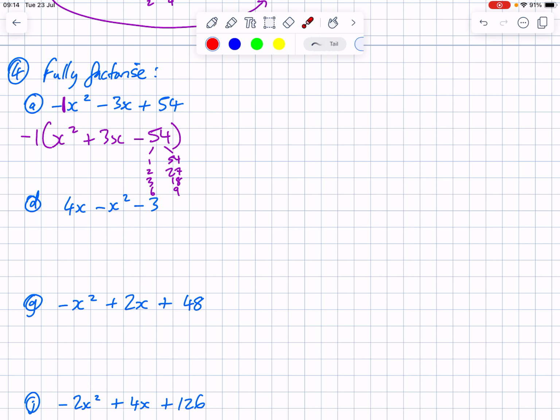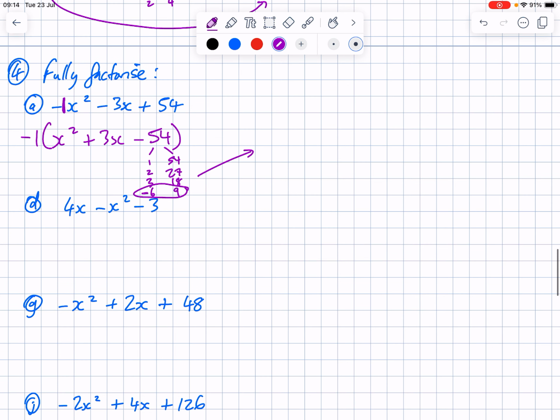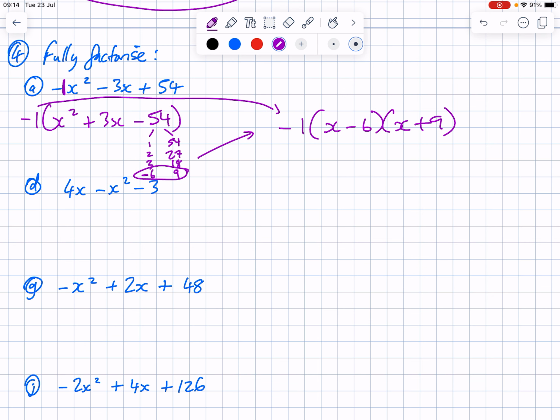Is there any way I can get positive 3 with 1 and 54? No. 2 and 27? No. 3 and 18? No. 6 and 9? Yes. If I go negative 6 plus 9, it's going to be positive 3. So my A and B are negative 6 and 9. So in the brackets, x take 6, x plus 9. And don't forget that we had the negative 1 as a common factor removed at the front.